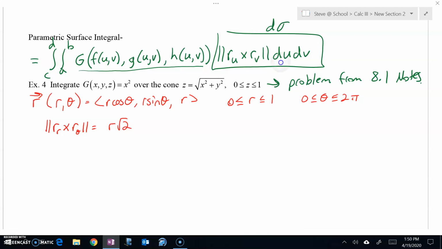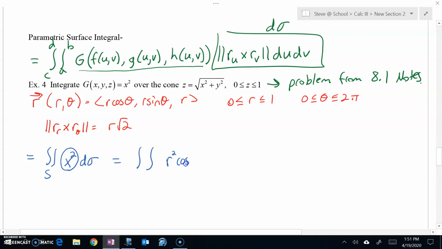So what happens here is these are all things that we did last time. So now integrating this function is equal to the double integral over the surface of g of xyz, which is x squared, and then we have d sigma. Well, again, everything needs to be in terms of the two variables that we're working with, which are r and theta. So we also have to convert x squared. So x squared becomes r cosine theta squared, which is r squared cosine squared theta. So I'll put that in parentheses.